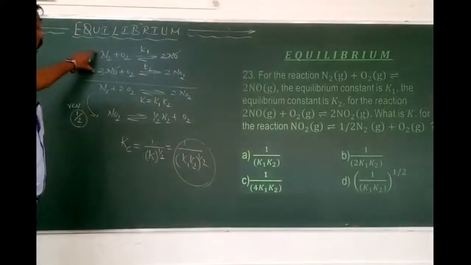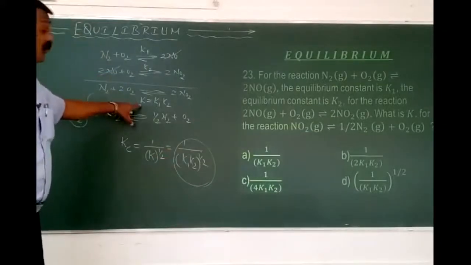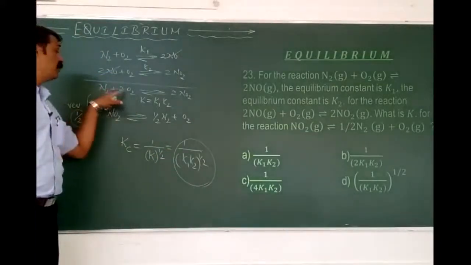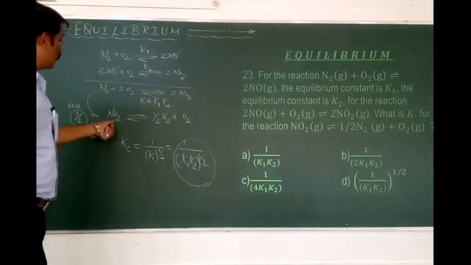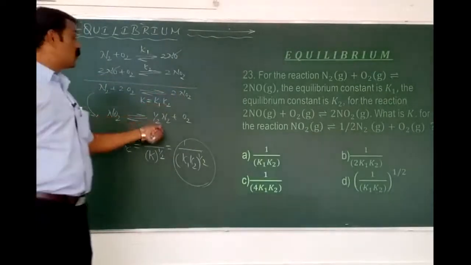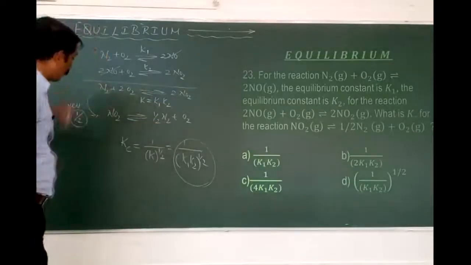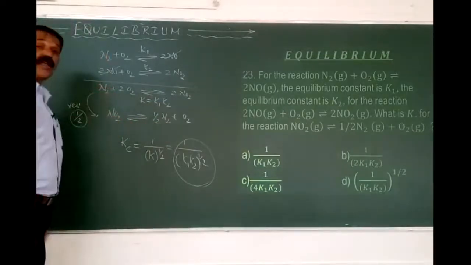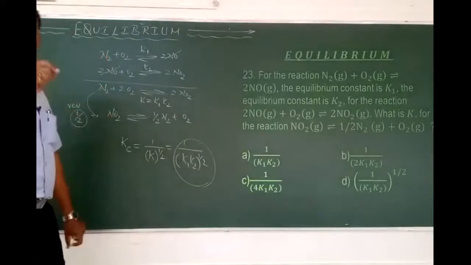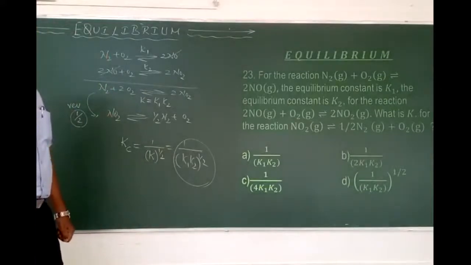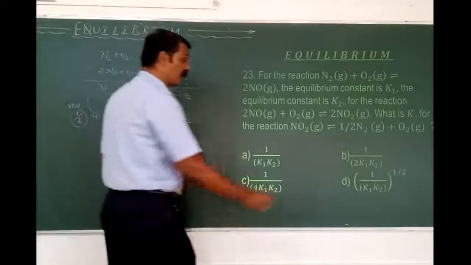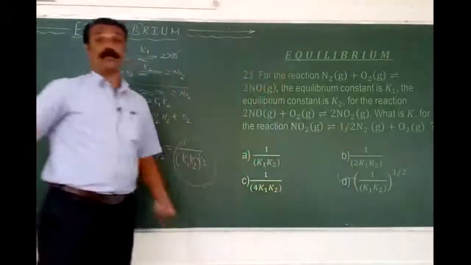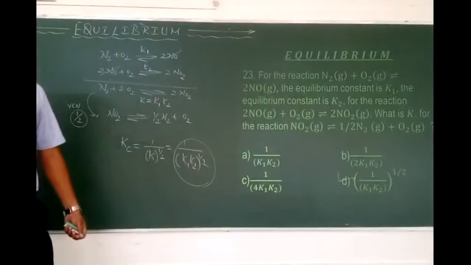First we added these two to get the value of K. In that K, we are getting the equation N2 plus 2O2 gives rise to 2NO2. But we need the equilibrium constant for NO2 gives rise to half N2 plus O2. From these two, first the reaction gets reversed and the number of moles has been reduced, so it is to the power of n, that is 1 by 2. Therefore, the option is D. Okay. Let's move on to the 24th.